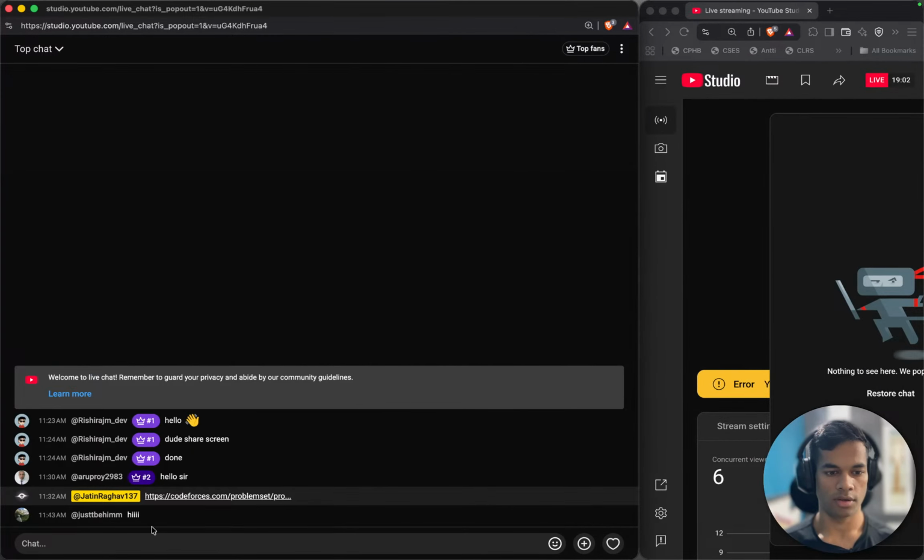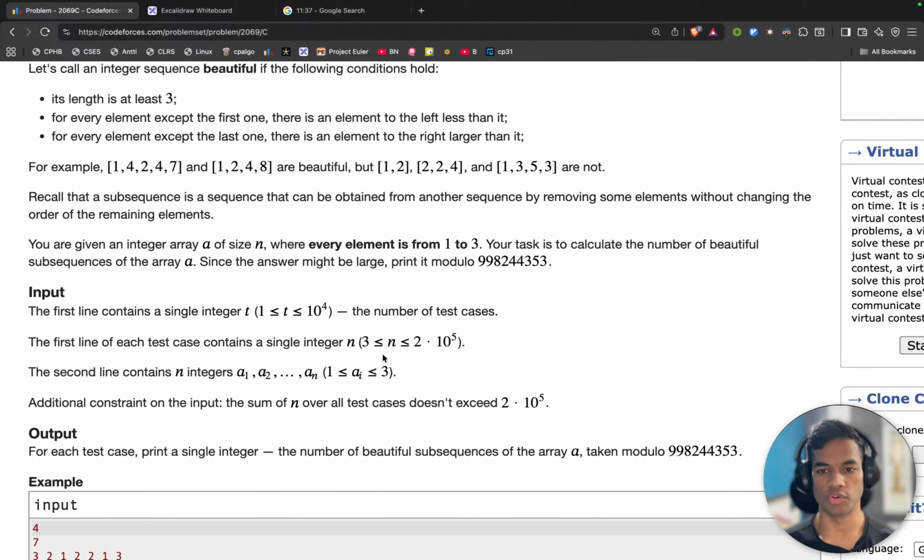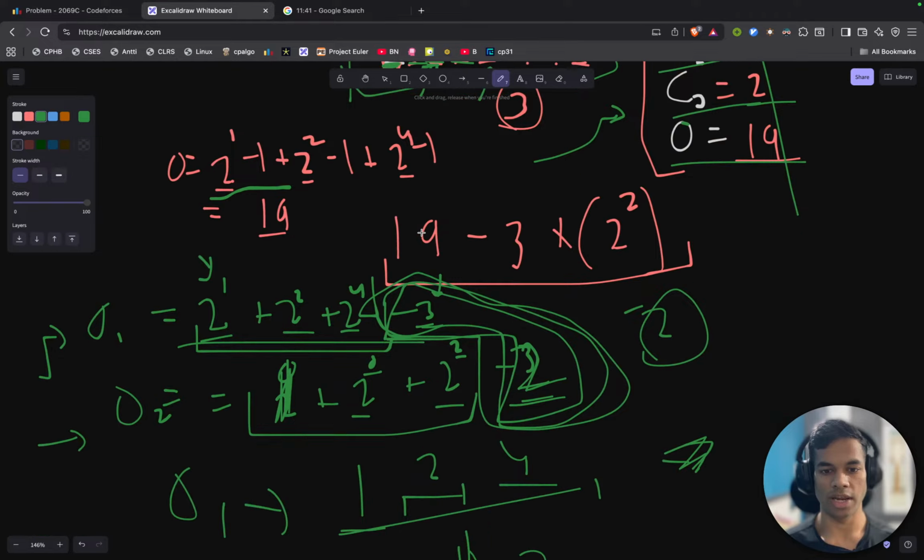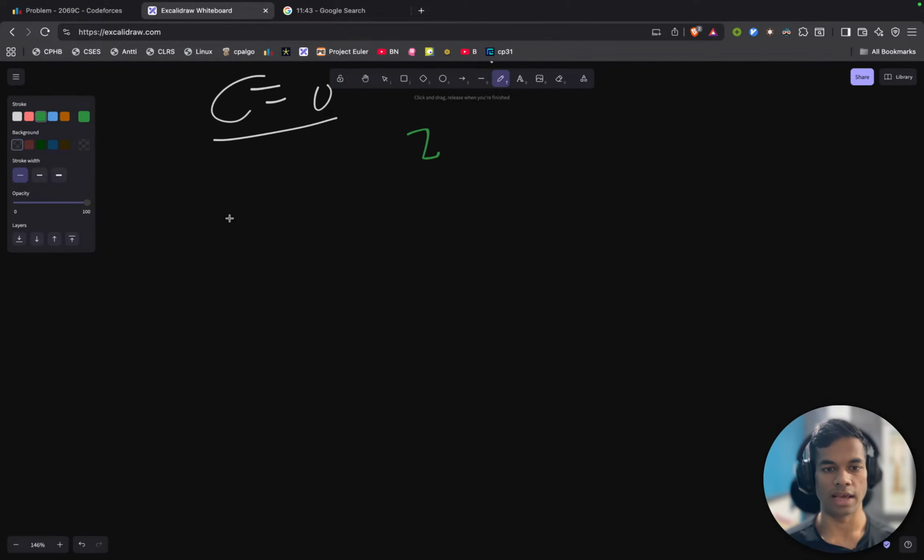This should work. Yes, we are struggling with the question from yesterday, and I think we will be able to do this. I think we are very, very close to actually doing this.